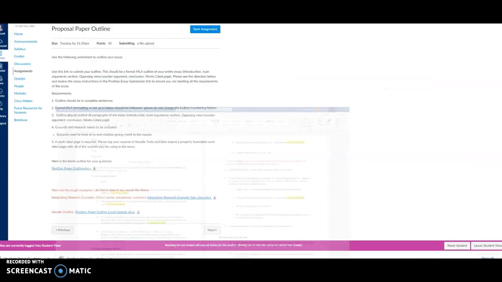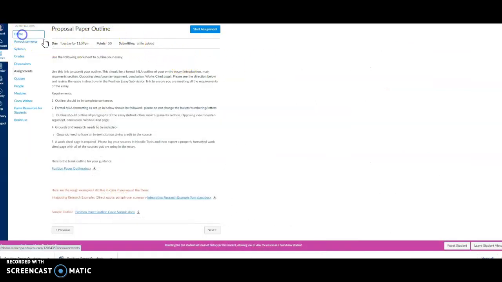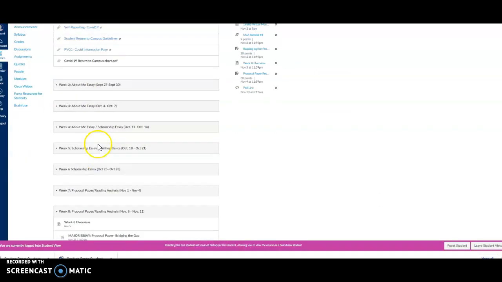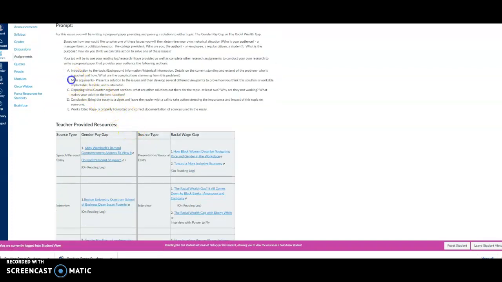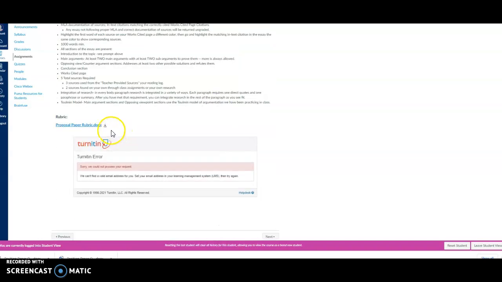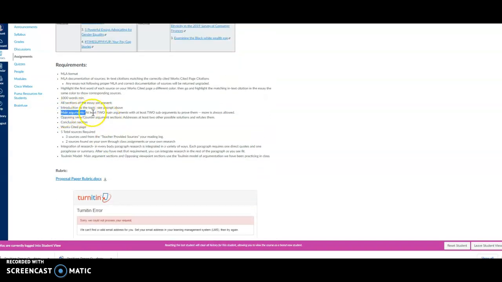And then also in your actual proposal paper assignment, in the major essay directions for the essay that we're working on. Under main arguments, it states it. And then again, here in the requirements, it says main arguments, at least two main arguments with at least two sub-arguments to prove them. More is always allowed. So your answer is two.